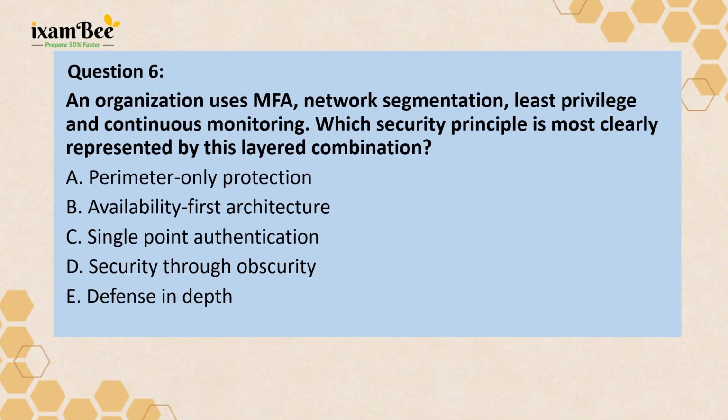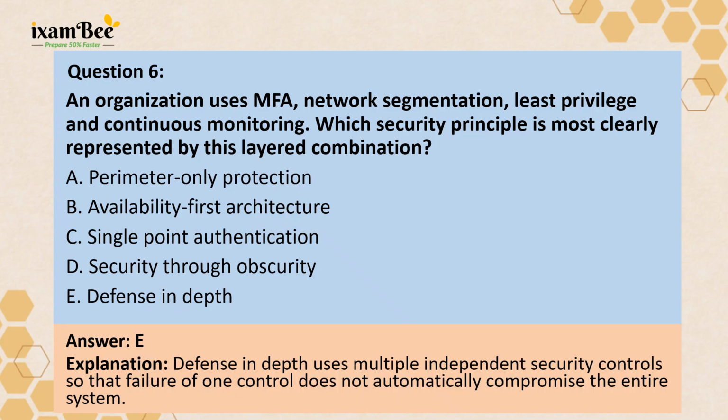Now in this question, an organization uses MFA, network segmentation, least privilege and continuous monitoring. Which security principle is most clearly represented by this layered combination? The correct answer here is E, which is defense in depth.